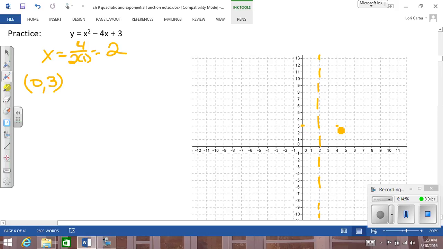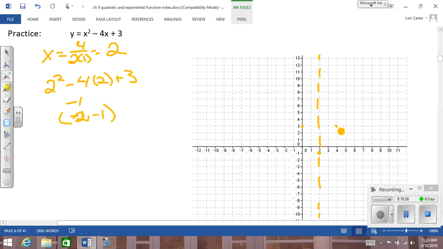Now, if I draw this, oh, wait, you never did the vertex. I didn't do the vertex, I'm sorry. I skipped a step, my fault. Okay, let's plug in the 2. So it's 2 squared minus 4 times 2 plus 3, and what do we get? Negative 1. So my vertex is 2, negative 1. I am having trouble today. 2, negative 1, dot. Okay, now axis of symmetry.